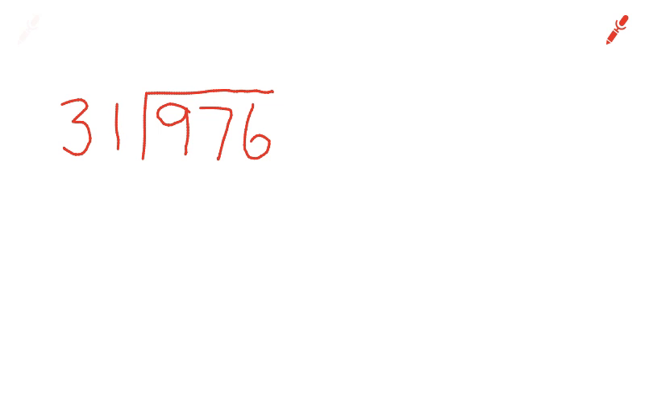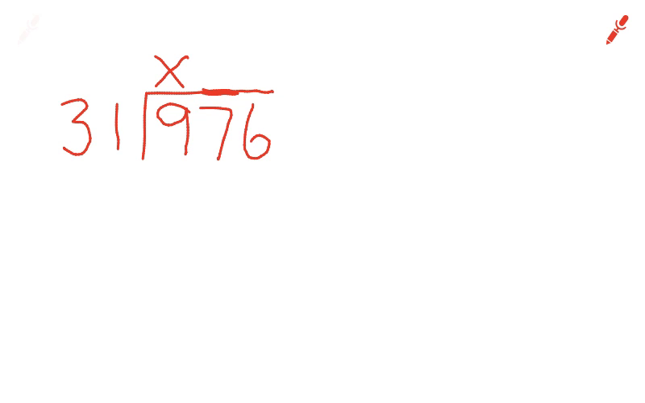976 divided by 31. First thing you need to ask yourself, does 31 go into 9? No, it does not. Put an X above your 9. Does 31 go into 97? Yes, it does. So we know our first number is going to be above the 7. Now, we're only looking at this part of our problem right now, the 31 into the 97. We'll look at the other part in a little bit.